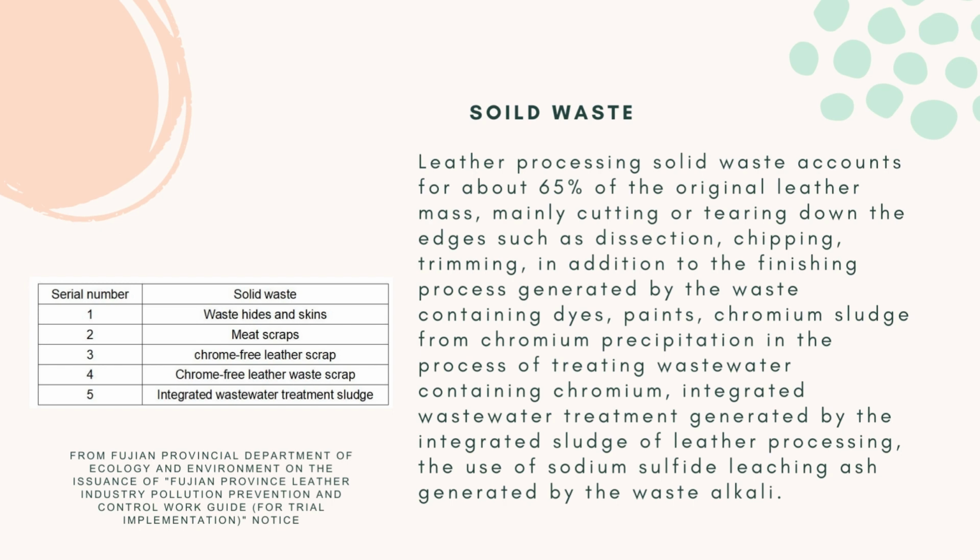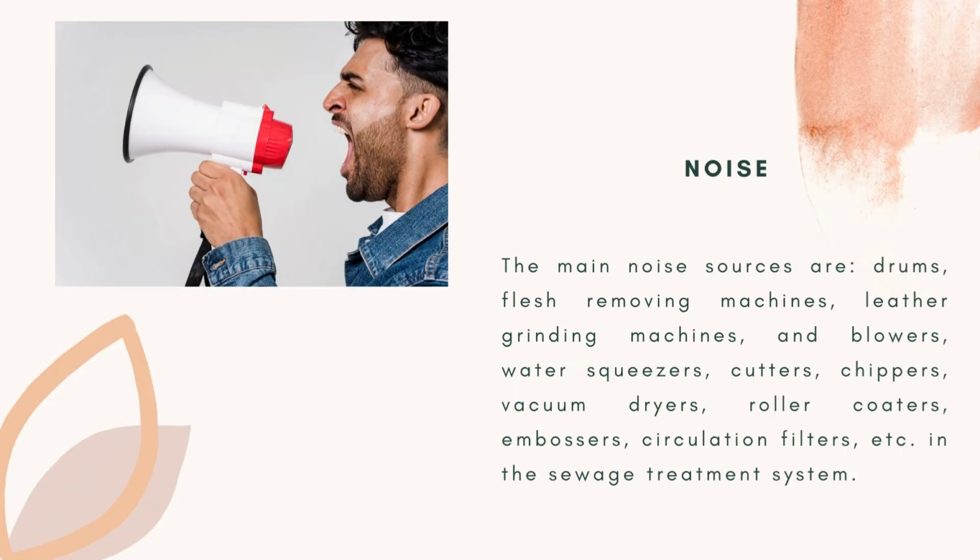This table shows 5 types of solid waste, which are waste hides, meat scraps, chrome-free leather waste, and integrated wastewater treatment sludge. The main noise sources are drums, flash removing machines, leather grinding machines, and blowers, water squeezers, cutters, chippers, vacuum dryers, roller coaters, embossers, circulation filters, etc. in the sewage treatment system.